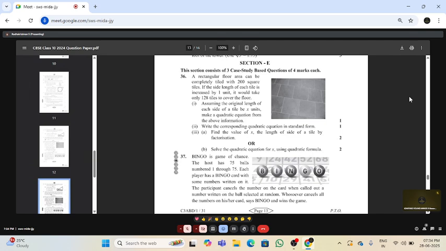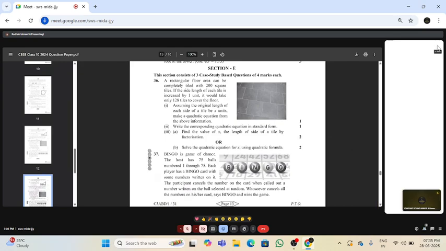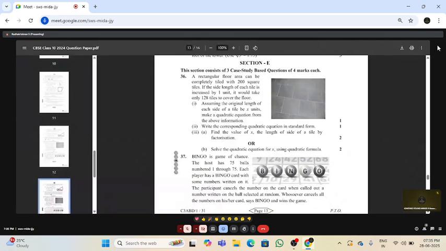Assuming the original length of each side of the tile to be x units, make a quadratic equation from the above information. From that we can solve for x. That is the next part. If you are able to form just the first part, if you can form the quadratic equation, raise your hand so we can discuss that. Then we will go to the second part.